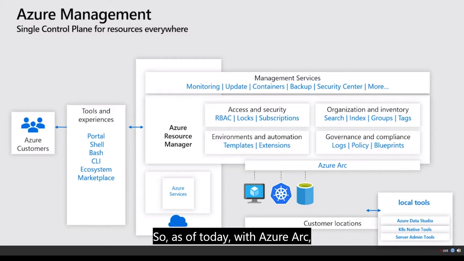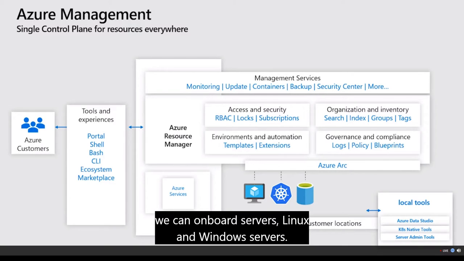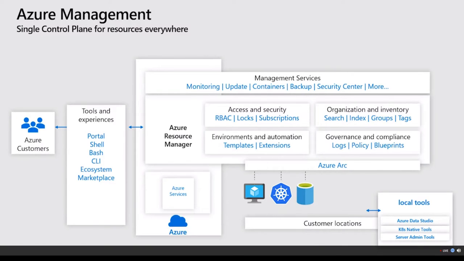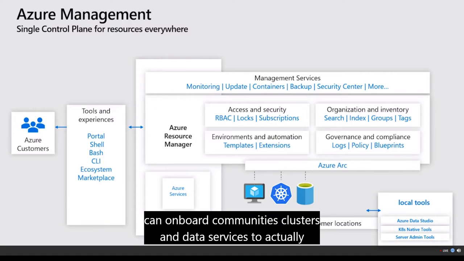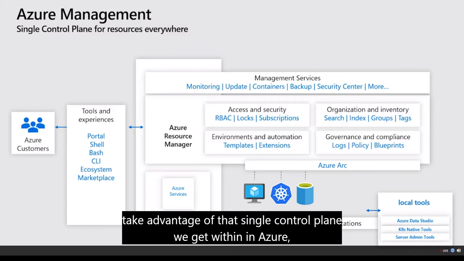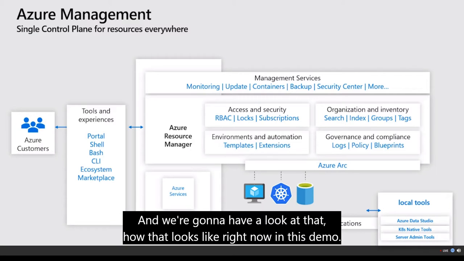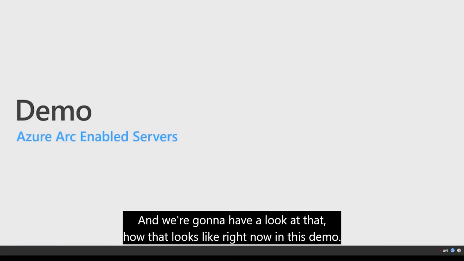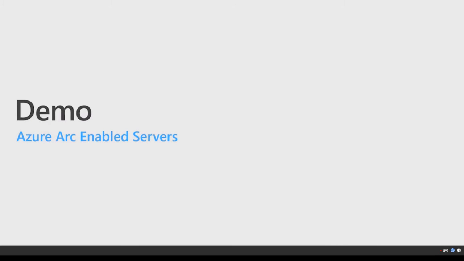So as of today, with Azure Arc, we can onboard servers, Linux and Windows servers. We can onboard Kubernetes clusters and data services to actually take advantage of that single control plane we get within Azure. And we're going to have a look at how that looks right now in this demo.